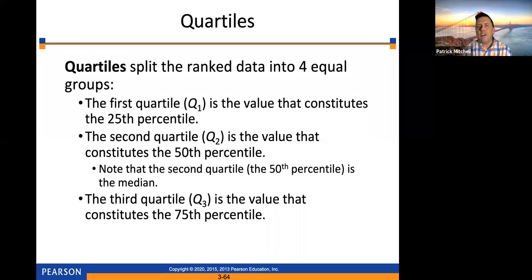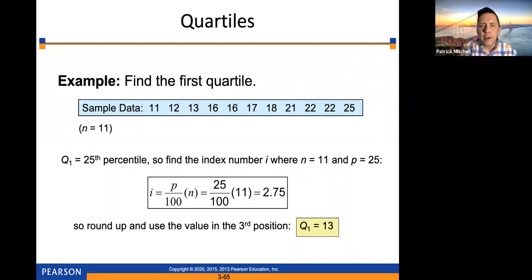So in my experience, you don't really hear as much talk about Q2. People will often just call that the median. And then the third quartile, Q3, is the value that constitutes the 75th percentile. So this would be the value that 75% of the values in the set are less than. All right, so here's an example.